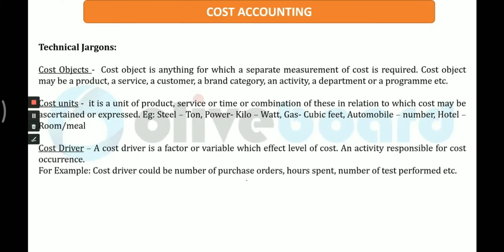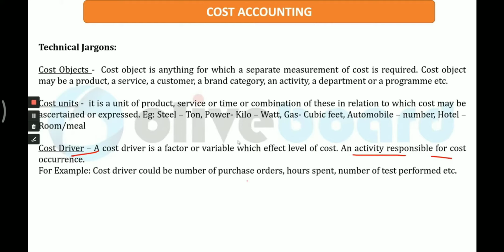Next one, cost drivers. Cost drivers, guys: driving means what? Just making you move, right? So drivers means that which increases your cost, or which varies your cost based on the level of an activity. See here, it is an activity responsible for cost occurrence. Because of that activity, I will have the cost. That activity is called a cost driver.